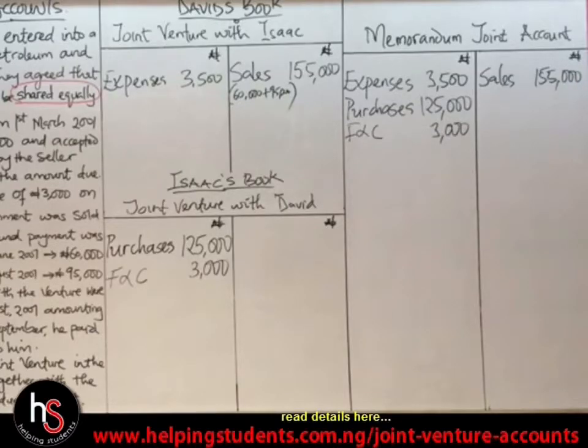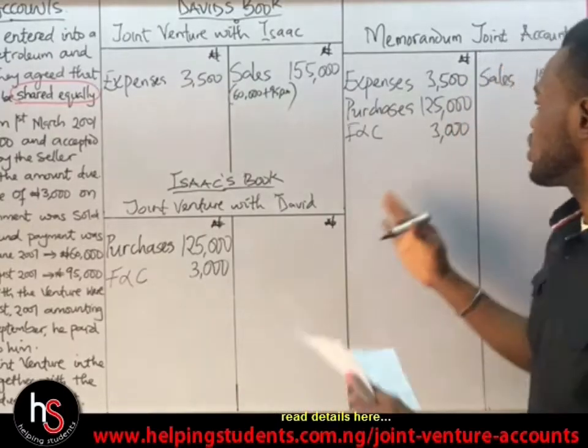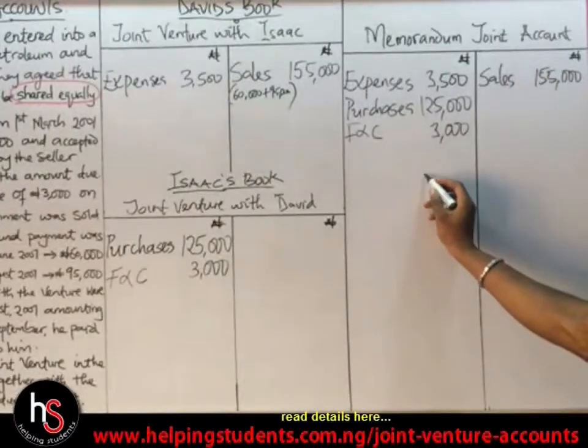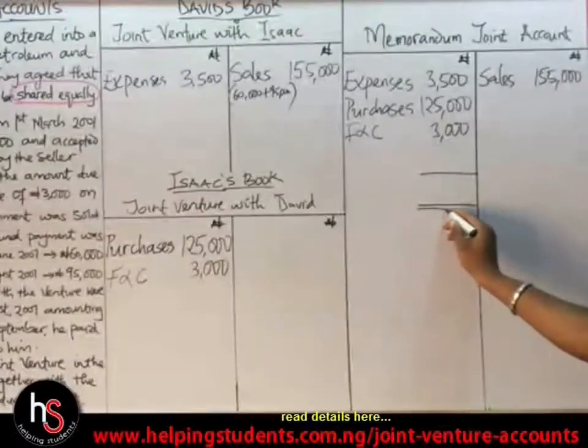155,000. So what do we do now? The next thing we do is to balance up, okay? So let's go. Since we've recorded everything we have here, we need to balance this account.